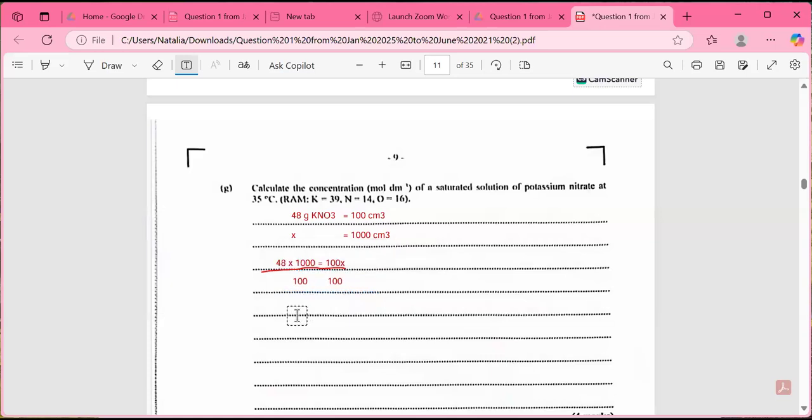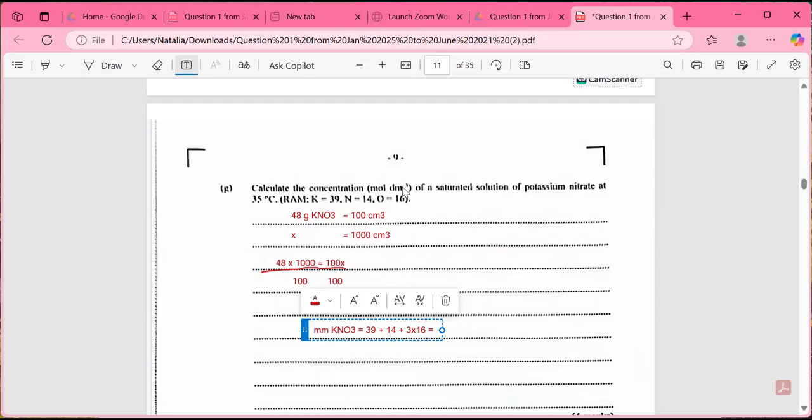So my answer is going to be 480, right? That's the mass that would form a saturated solution, but they want the concentration in moles per dm cube. So I'm going to calculate the molar mass of KNO3. So it's 1 potassium, 39, plus the mass of nitrogen, which is 14, plus the mass of 3 times 16, which is equal to, I think, 101 if memory serves correct.